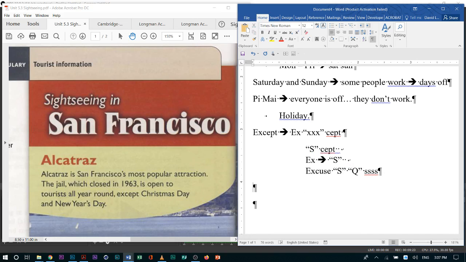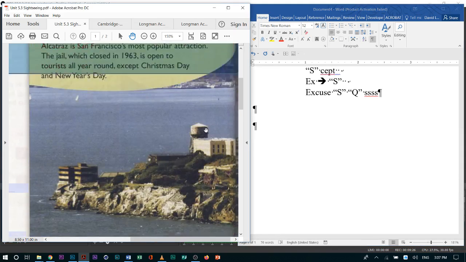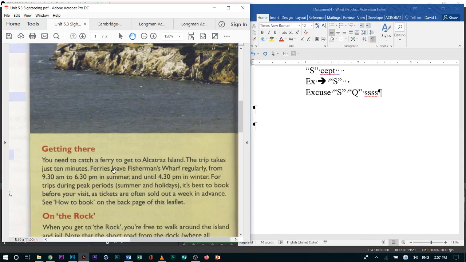Continue with the next paragraph. Getting there. You need to catch a ferry to get to Alcatraz Island. This trip takes just 10 minutes. Ferries leave Fisherman's Wharf regularly from 9:30 a.m. to 6:30 p.m. in summer and until 4:30 p.m. in winter. For trips during peak periods, summer and holidays, it's best to book before you visit, as tickets are often sold out a week in advance. See how to book on the back of this leaflet.